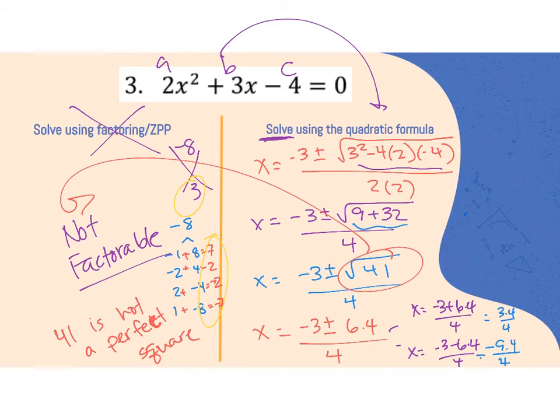And when I type those into my calculator, 3.4 divided by 4 is 0.85. And then -9.4 divided by 4 is -2.35. So there's my two solutions there. Now, again, this was not a factorable thing, but that doesn't mean it didn't have a solution. It just means that we had to use the quadratic formula, and I had to see if I got solutions that way.